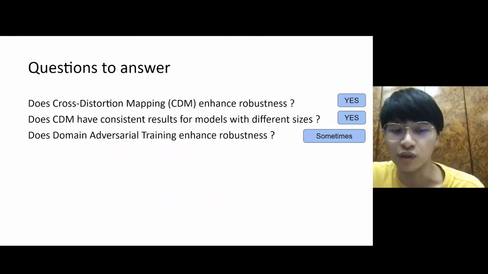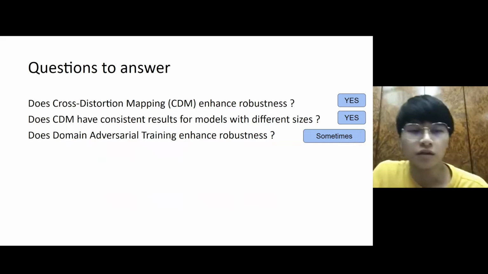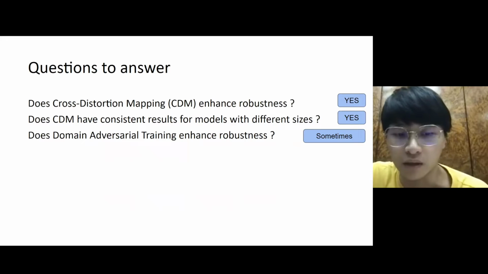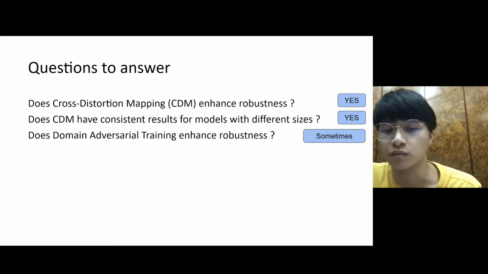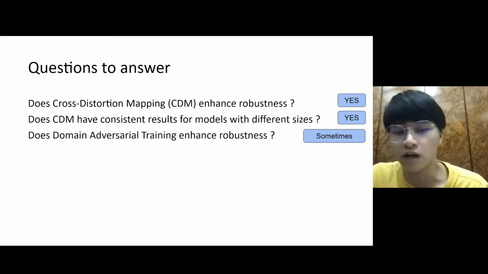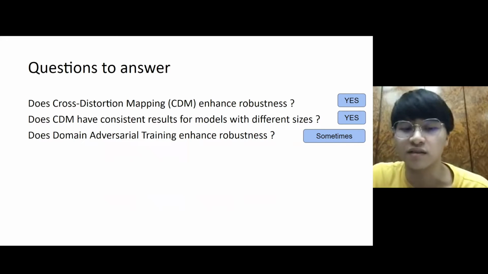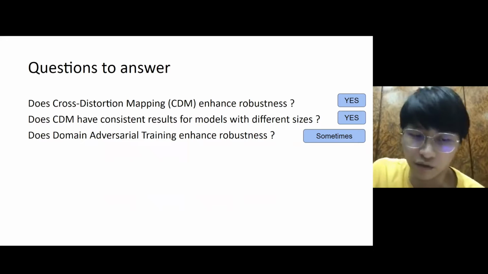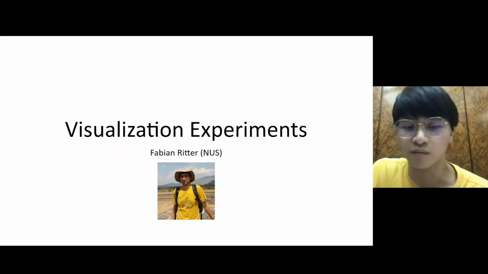We'll now answer the three questions mentioned in the beginning. Cross-distortion mapping improves the robustness of speech self-supervised learning models, and the results are consistent with models of different sizes. However, domain adversarial training sometimes improves robustness when applied along with cross-distortion mapping, but sometimes does not.